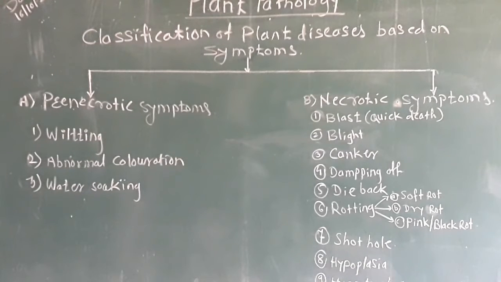Late blight of potato: the symptoms are observed late, therefore this disease is called late blight of potato. Early blight of potato: the symptoms are observed in the early stage, therefore it is called early blight of potato. And what is meant by blight? Blight means sudden or total decoloration and killing of a large number of tissues.